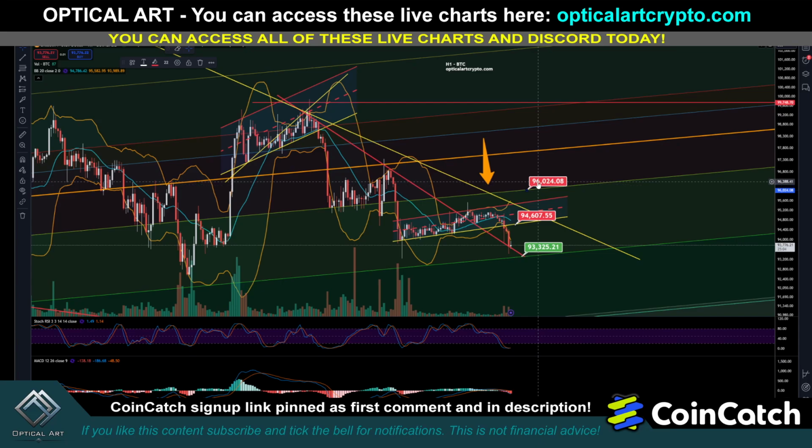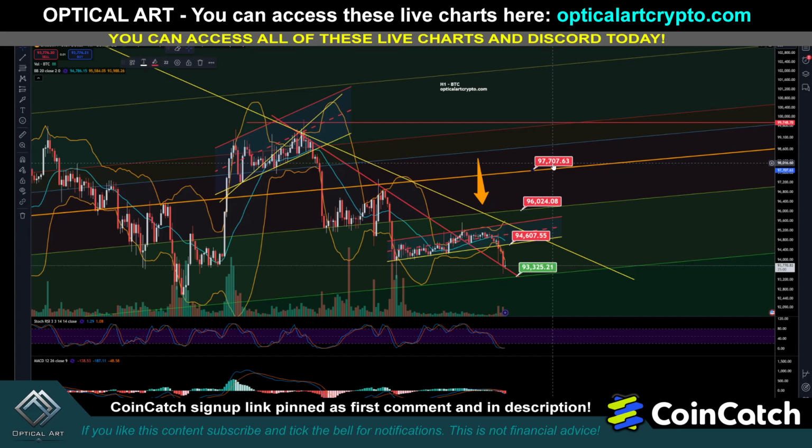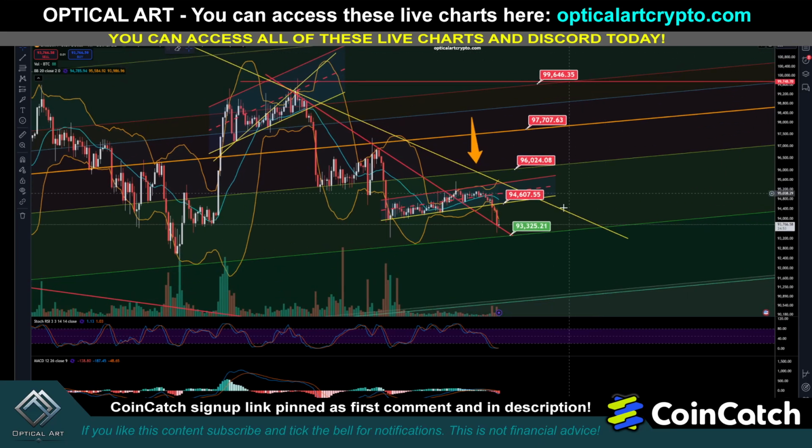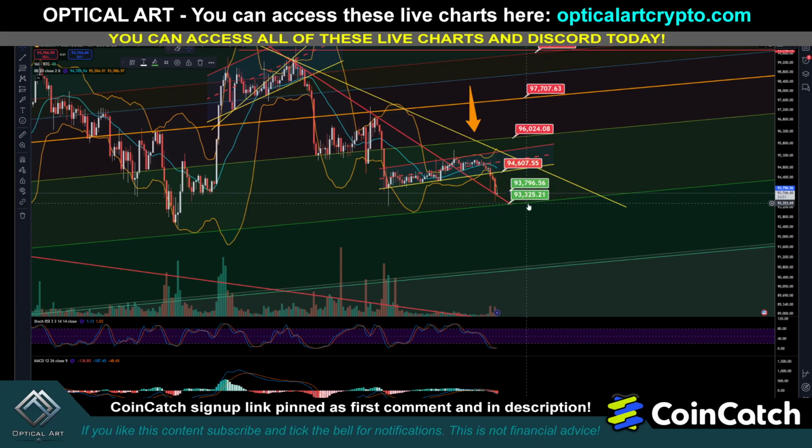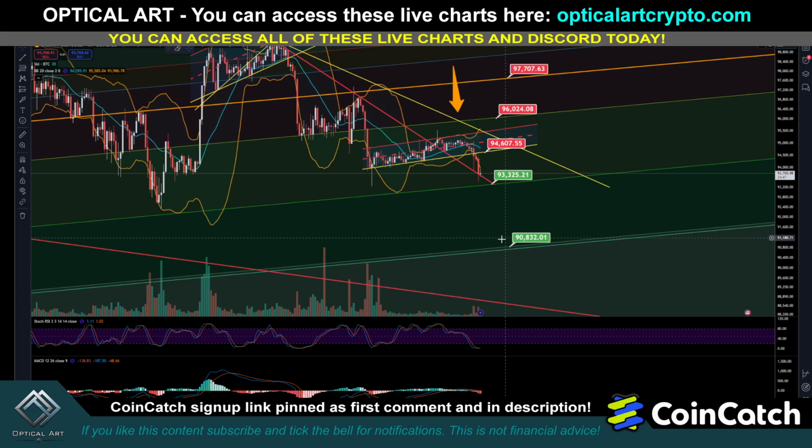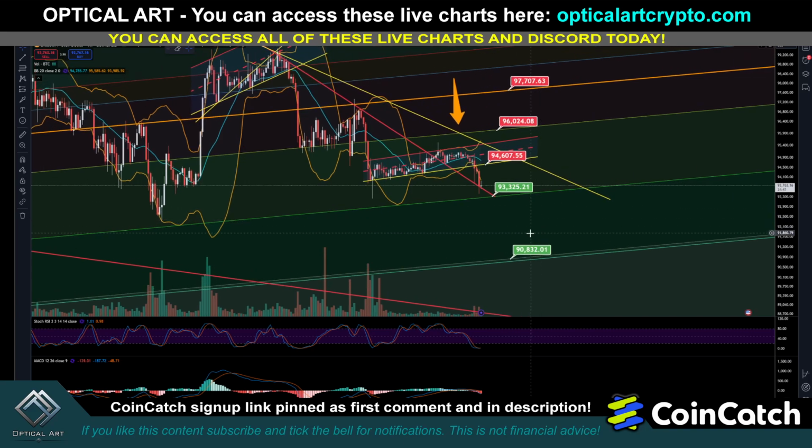We get above that, your next key resistance level just above is around 97,700. And your most critical resistance is going to be, again, the central Bollinger Band on the daily, which we'll cover in just a bit. Your next key support level below 93K is down around 90,800. Again, if we hit that point though, guys, that means 93K is going to be resistance, which in my opinion will be very, very bearish.